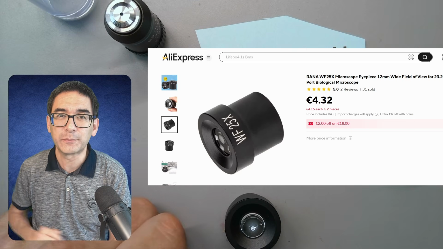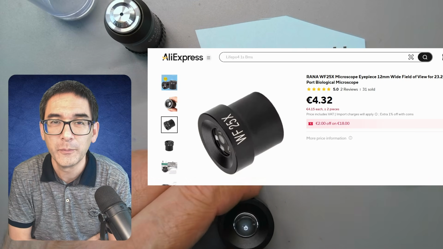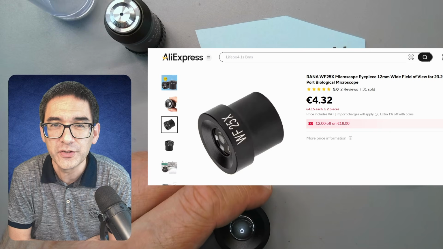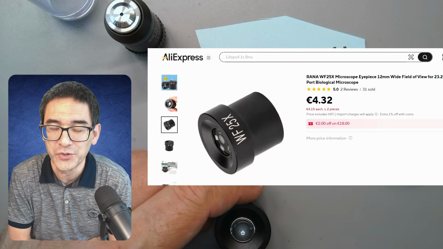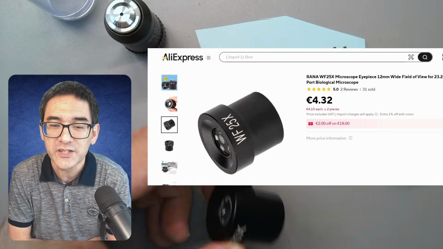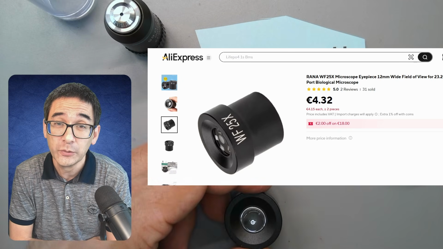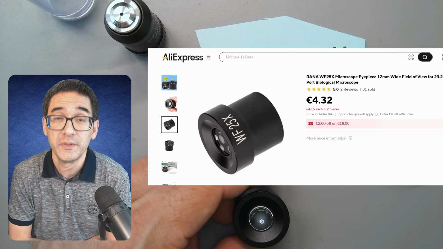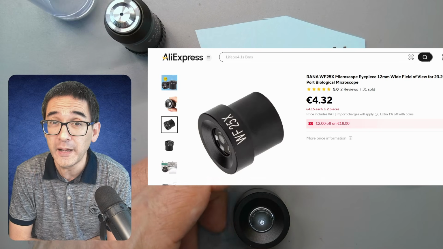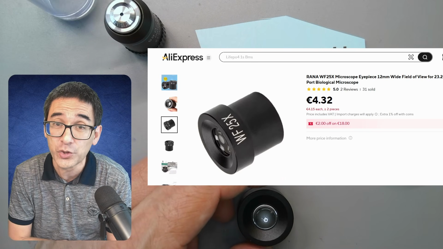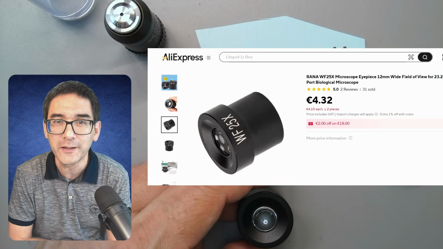Look at this. This is AliExpress from China. Look how much it costs: €4.32. It's maybe around $5. Those things are extremely cheap. This is also one of the reasons why microscope companies choose to include them, because essentially it costs them nothing. They're so cheap, and it allows you to sell the microscopes with a significantly higher magnification.